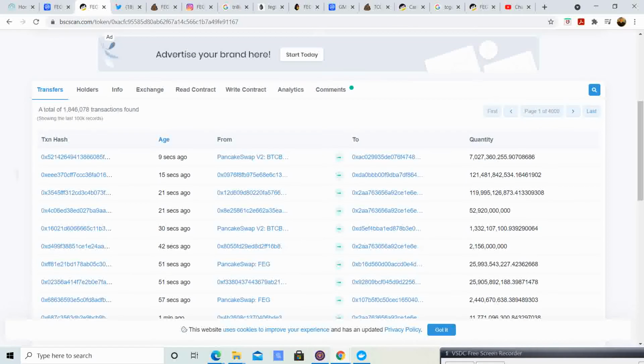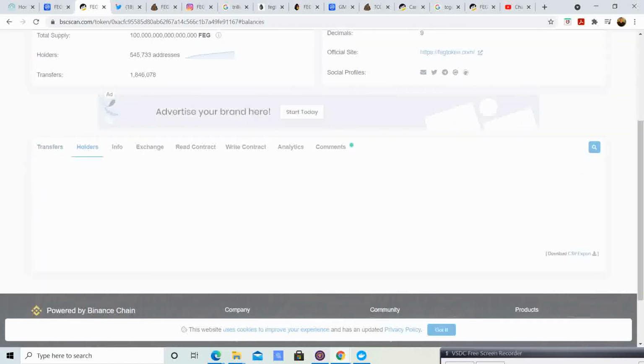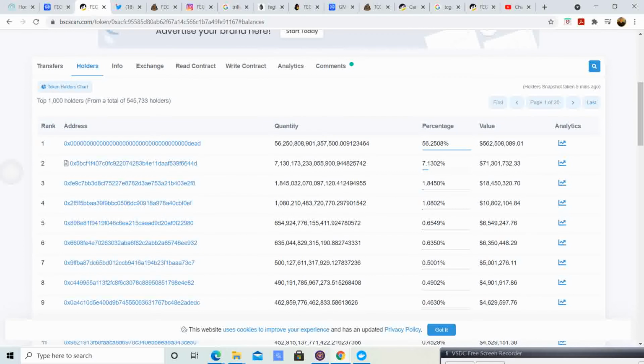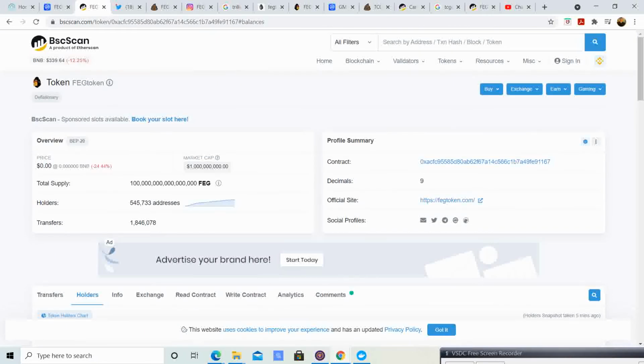And if we look at the holders, it looks like there's one person that has 7%, and the rest have 2% or less. So that's not too bad. As long as it's between 5 and 8%, I normally don't worry too much. But actually, it looks like this is a smart contract one, so it may not even be somebody. It might be their liquidity pool, which will make total sense if that is the case. And as you can see, the burn wallet has 56% of the total supply, meaning that is never coming back.